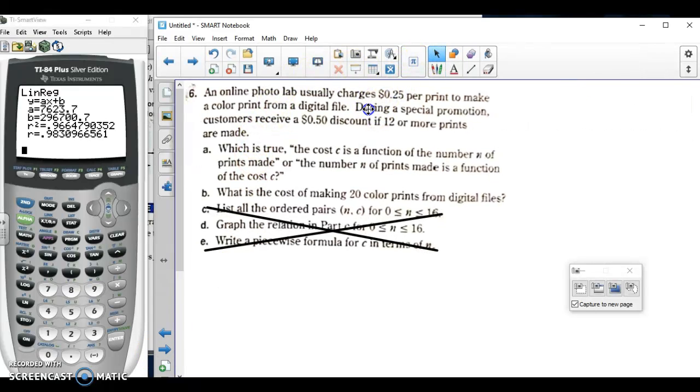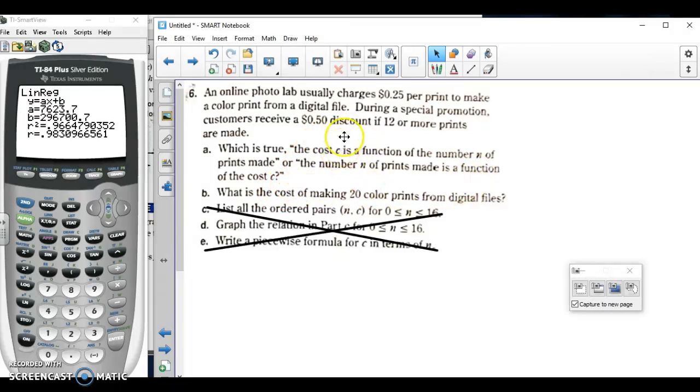Next up, here we have a situation. Online Photo Lab charges 25 cents per print to make a color print from a digital file. This is true if you go to Walgreens or Rite Aid or whatever, they can print out your photos. During a special promotion, customers receive a 50 cents discount if 12 or more prints are made. So which is true: the cost C is a function of the number N of prints made, or the number of prints made is a function of the cost C?